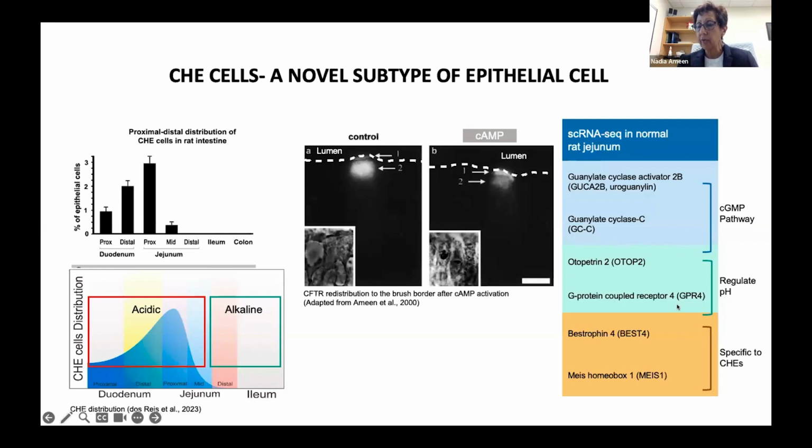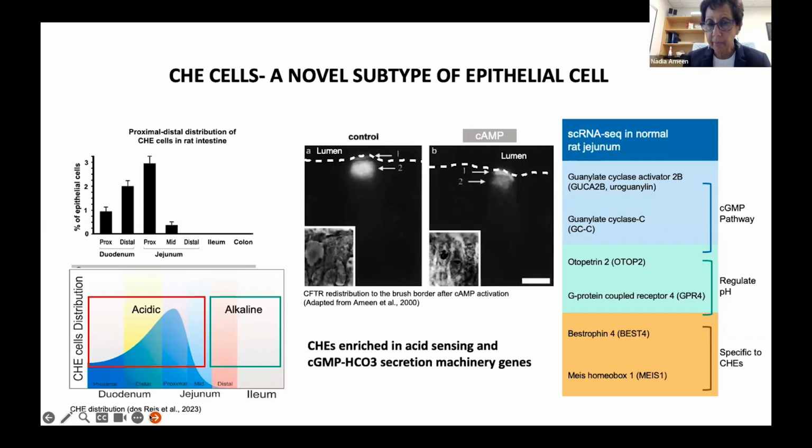And interestingly, we found that these cells are enriched for acid sensing receptors. So GPR4 is an acid sensing receptor, and again, bestrophin 4. In terms of transcriptional regulation, in contrast to ionocytes, we found that these cells express very high levels of MEIS1, which is a homeobox gene. So in summary, the single cell data shows us that these cells are enriched in acid sensing machinery genes and cyclic GMP machinery genes that are important in bicarbonate secretion.